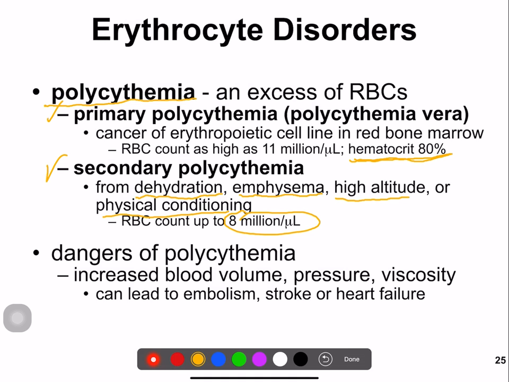Now, are there dangers? Why don't we just go for having a lot of red blood cells? There are some dangers to it. One of the side effects could be an increase in blood volume, blood pressure, and of course viscosity. And if you remember, viscosity was one of those resistance factors that we talked about when we first started the cardiovascular system. And that would oppose things like cardiac output. And of course, all of this can lead to embolism, stroke, or heart failure. Of course, none of those are terribly desirable.